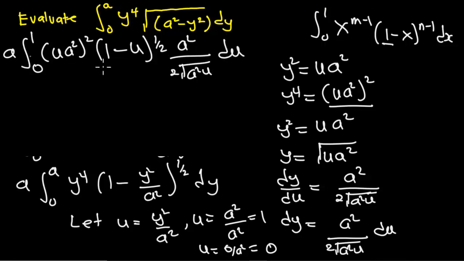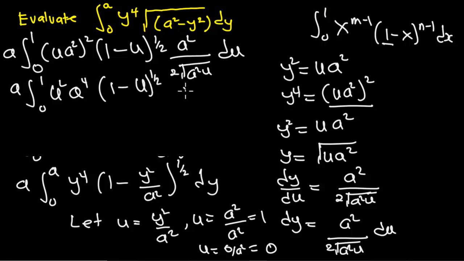And now from here we can write this as a multiplying the integral from 0 to 1. We can expand this bracket over here, getting u squared times a to the power 4 multiplying 1 minus u exponent half a squared over, and then from here we can write this as 2 times a squared multiplying u exponent half du.